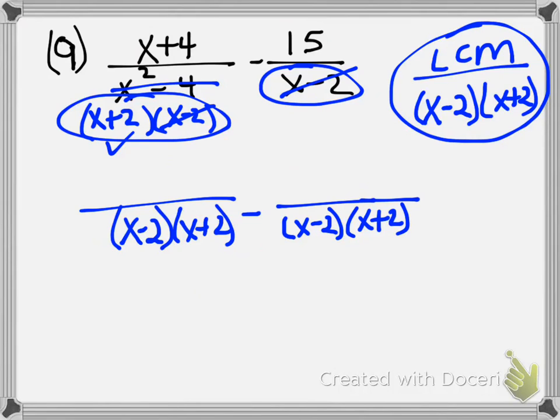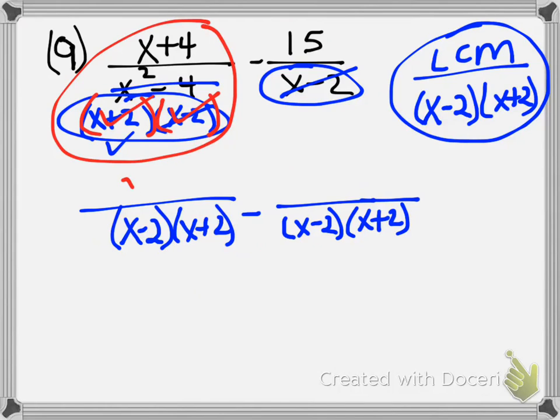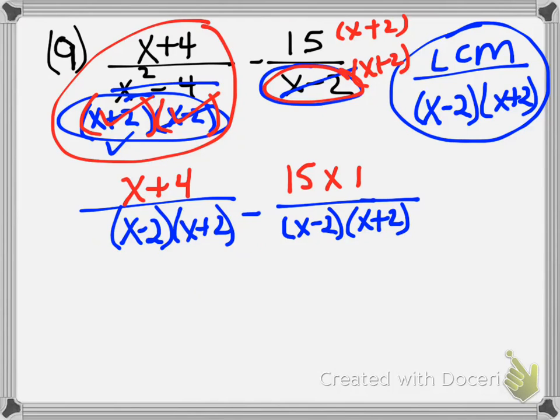And then I've got to figure out what to do to my numerator. On the left side, I have x minus 2 and x plus 2 already because that's what we got when we factored this. So that means I'm making no changes to this numerator. On the right side, I had the x minus 2, but I was missing the x plus 2. So I would multiply by x plus 2 in the top and the bottom. So that's going to be 15x plus 30. Now, 15x plus 30 is a group, so when I subtract, I have to make sure that my negative gets distributed to both parts of my group.